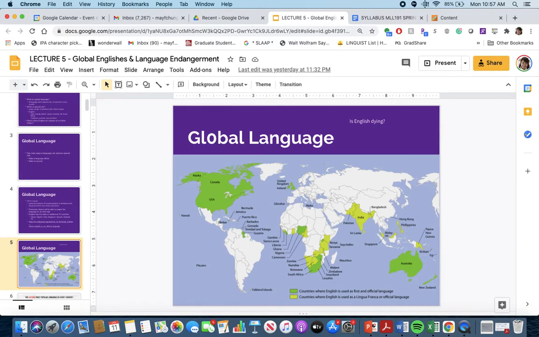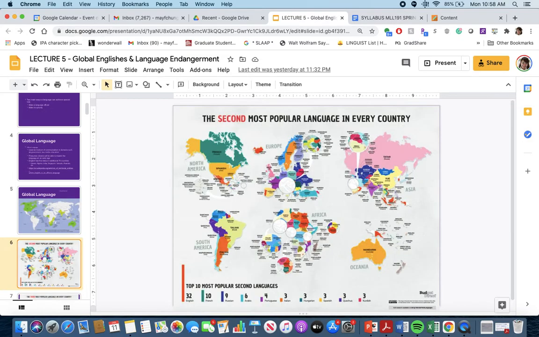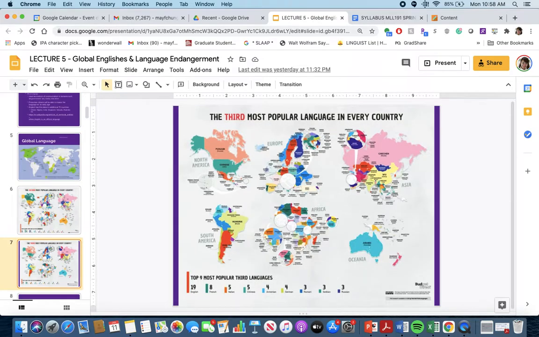So lingua franca means that in the absence of a shared language among the people, they'll use English, right? And you'll see a lot of the prominent countries where English is used as the first and official language. And then here's a map of places in which English is the second most popular language in every country. You see that encompasses more countries, and that 32 countries around the world use English as a second language.